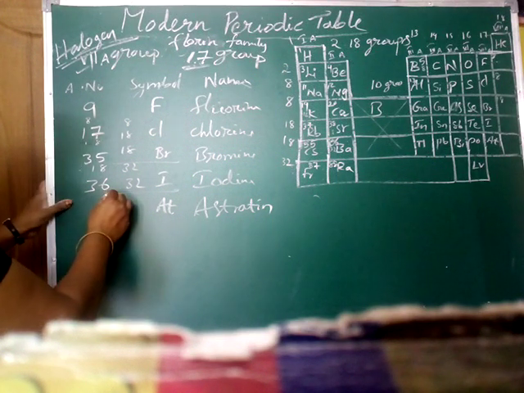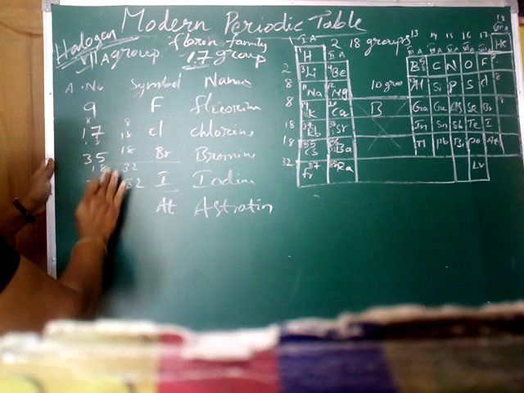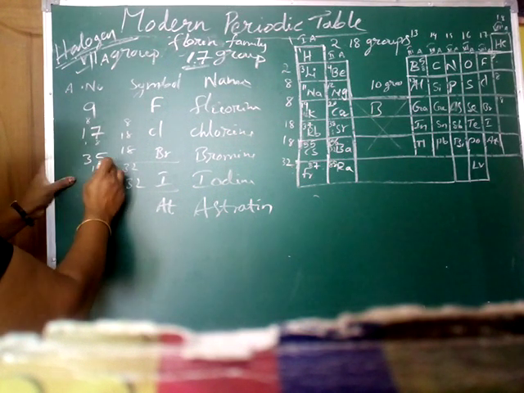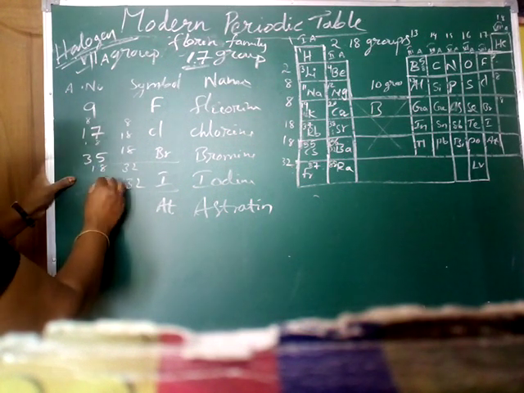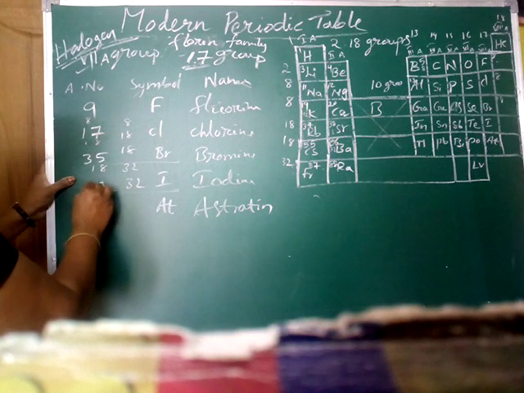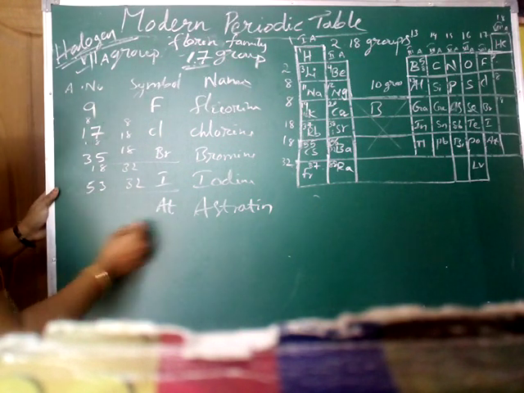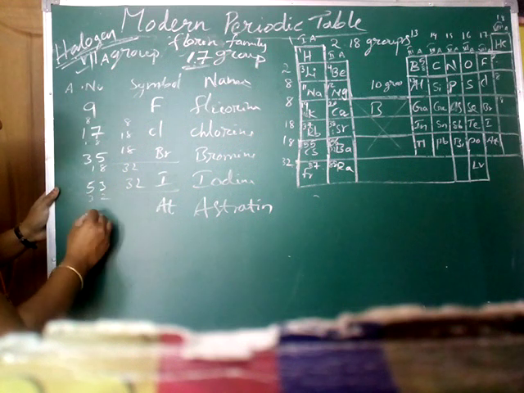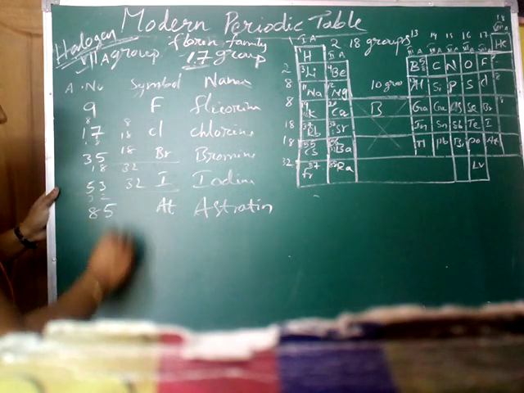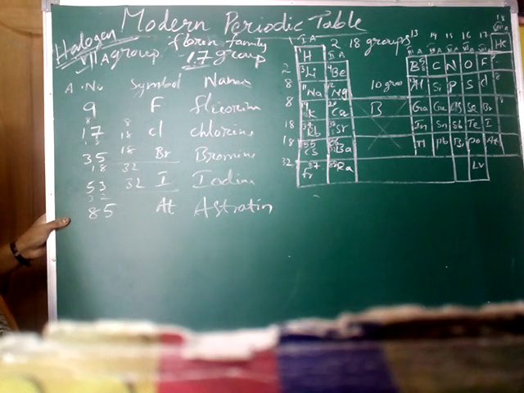This was also wrong, 18 here. Adding 18, we get 53. 53 is the atomic number of iodine, and for astatine you add 32 to get 85, the atomic number of astatine. Like this we will get the atomic numbers.